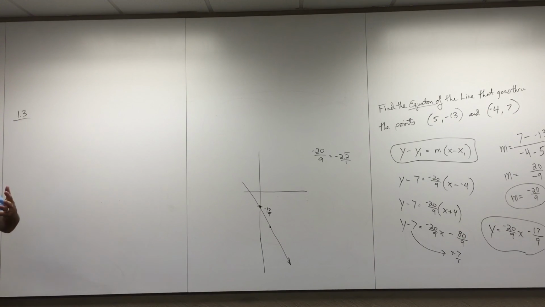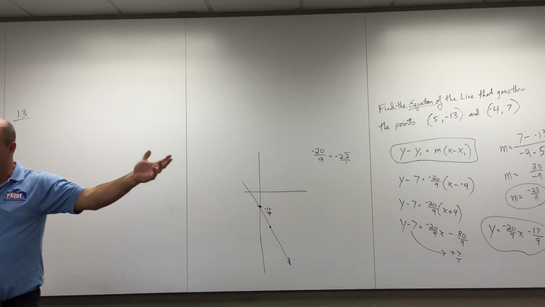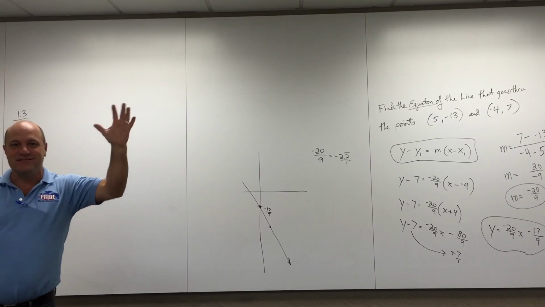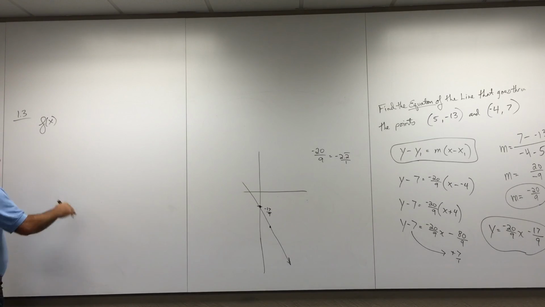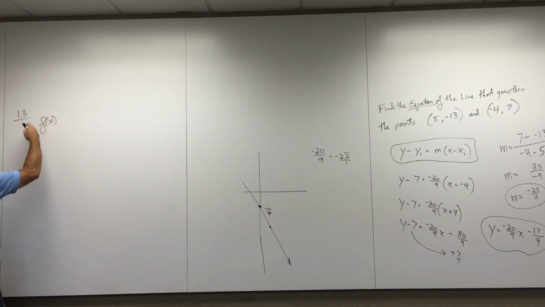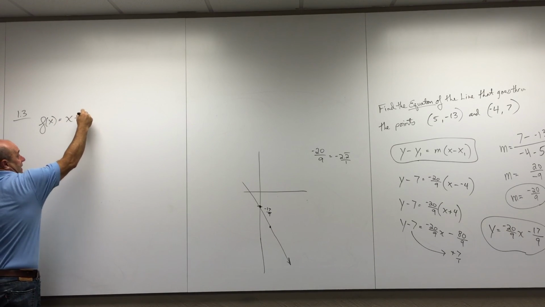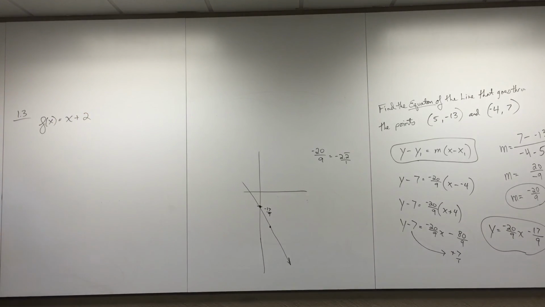But once I move past lines, there's all kinds of functions. In a way, I want you to know that there's not that many. When I write a function f of x, you all know that that is just y. It's just another name for the variable y. The input variable is x. F of x is the output variable y. If I write that, that's a line with a slope of 1 and a y-intercept of 2.